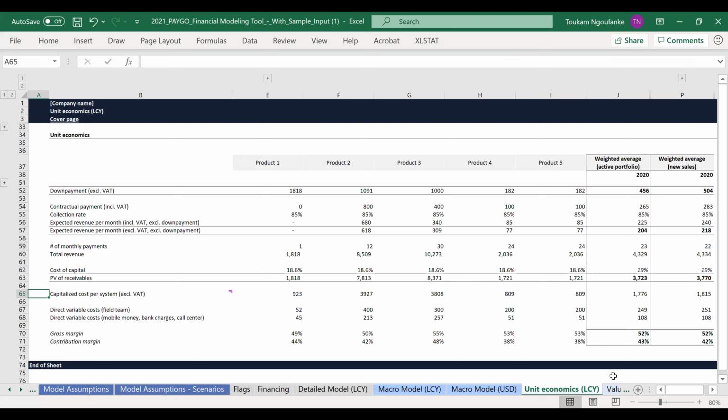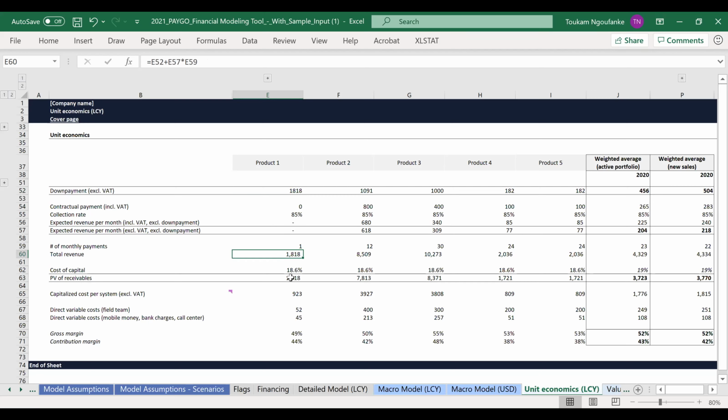Now, what does this say about unit economics? Let's look at product 1, for example, and product 3. You see product 1 is an example of a cash product. You sell this thing to somebody, they pay you 1818. There's no contractual payment after that because it's a cash product. It means that what you've made from that product is 1818. Let's pretend that this is in Kenyan shillings since we're in Kenya.